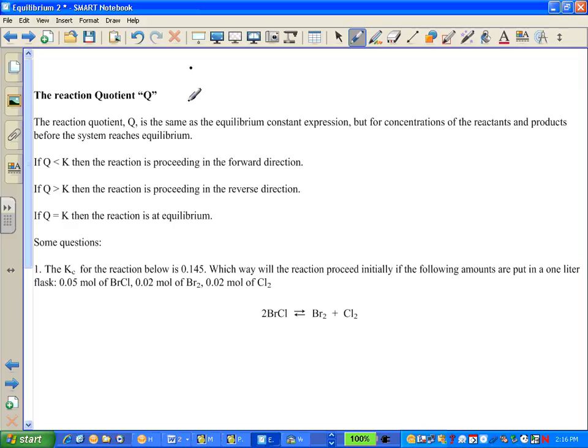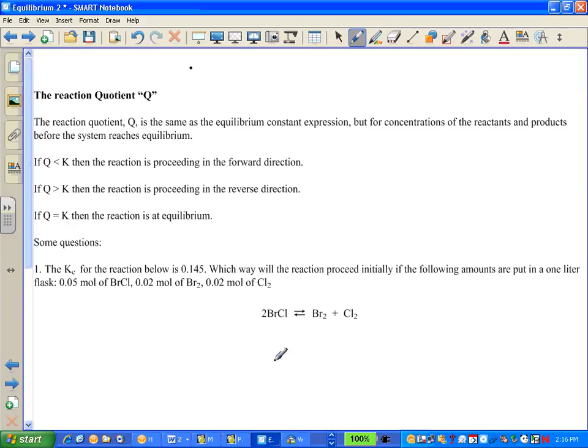When we talk about the reaction quotient Q, essentially it's the exact same expression as the equilibrium constant expression. Whenever the system is not at equilibrium, or if we're not sure, we call it Q instead of calling it K.